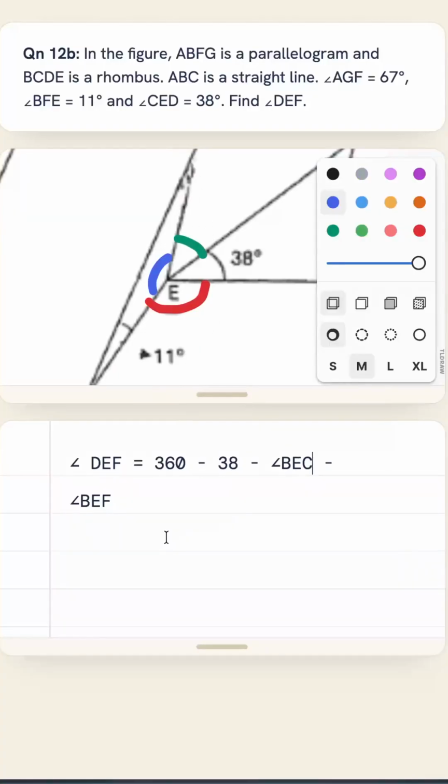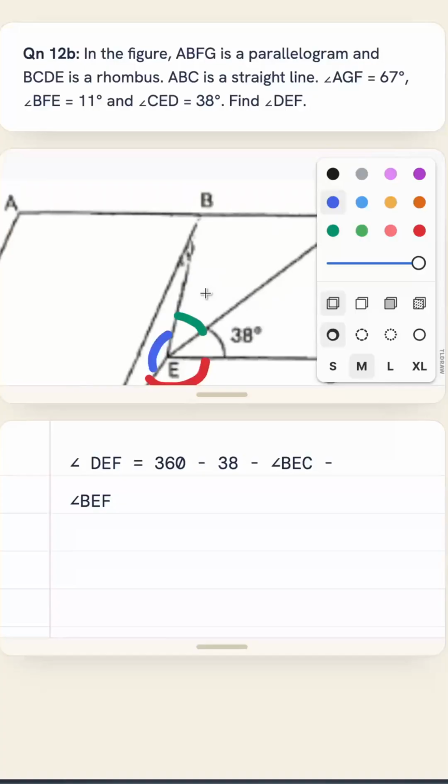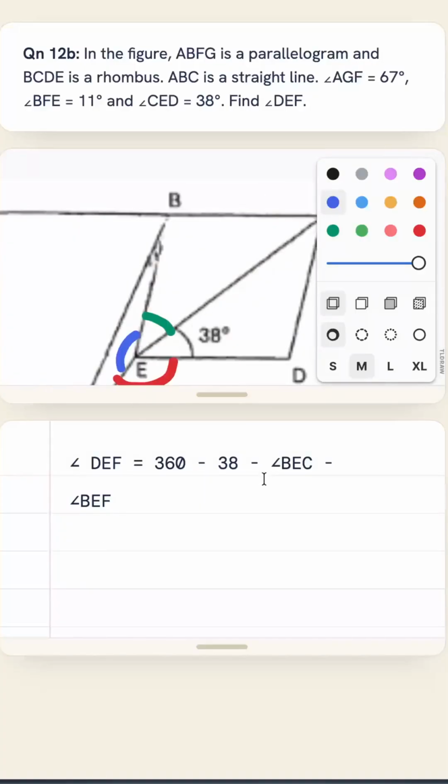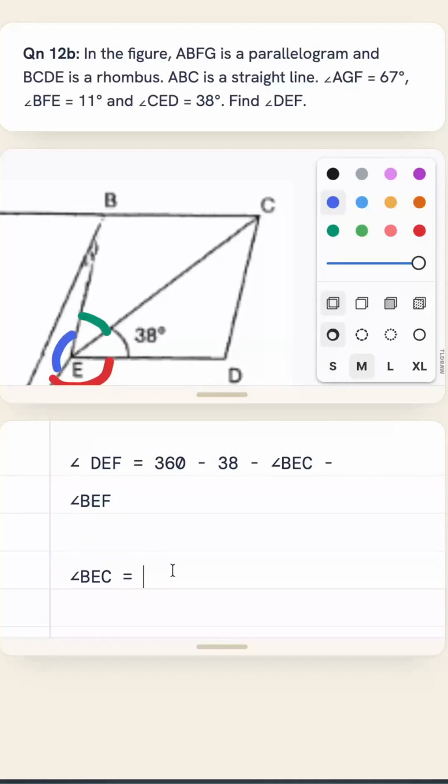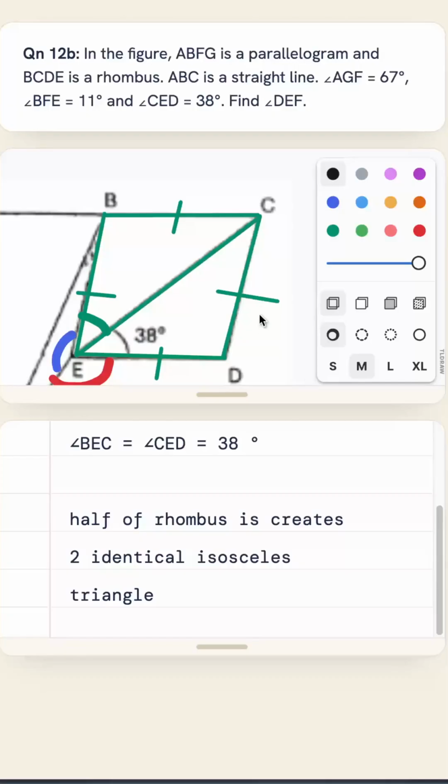First thing, let's find out angle BEC, which is this green angle over here. Angle BEC is equal to angle CED, which is equal to 38 degrees. The reason is that half a rhombus creates two identical isosceles triangles, which means this will be equal to 38. All right, so now we know that.